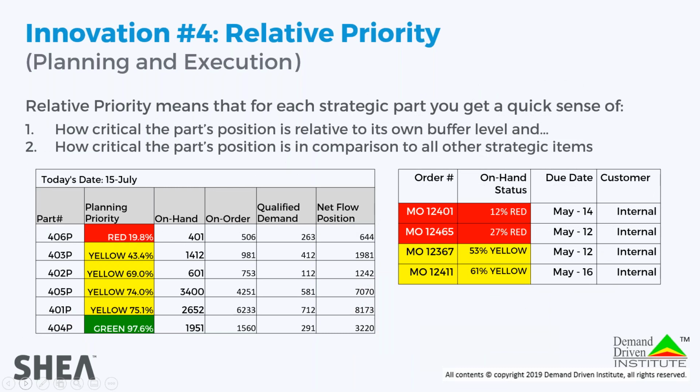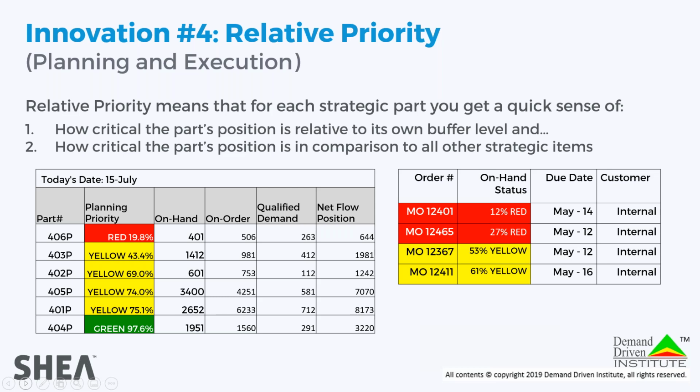Again, with planning and execution, relative priority tells us a couple of things. One is how critical the part's position is relative to its own buffer level. In other words, for item 406P, we have 20% of our buffer remaining. We need to move quickly. It also shows us in comparison to our other strategic items. So 406P is more vital than 403P, which is more vital than 402P, to act on releasing the purchase order, right? The separation between planning and execution, planning priority tells us when we release the purchase order. And if we follow this example through, we've got 6 purchase parts and 5 of them that we need to order.